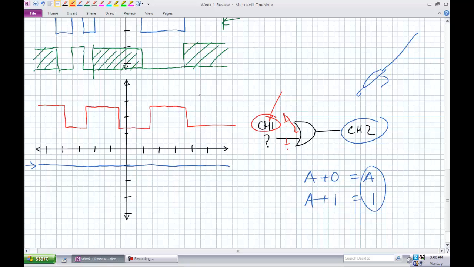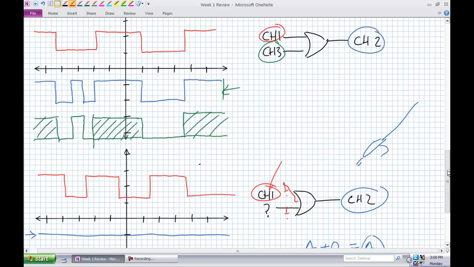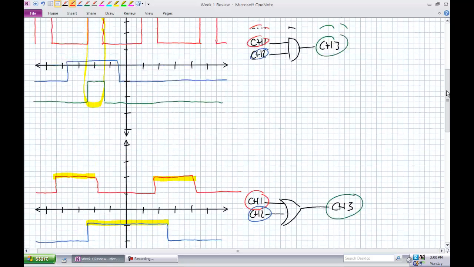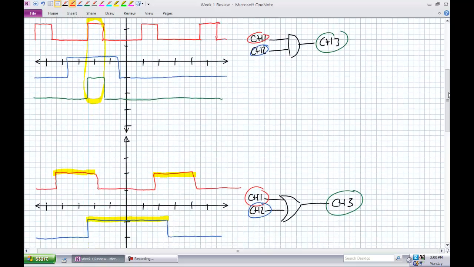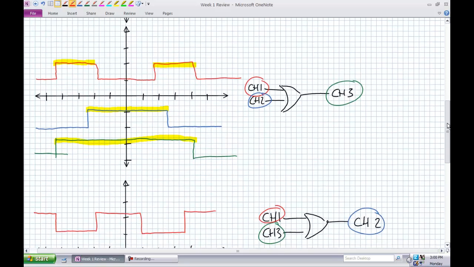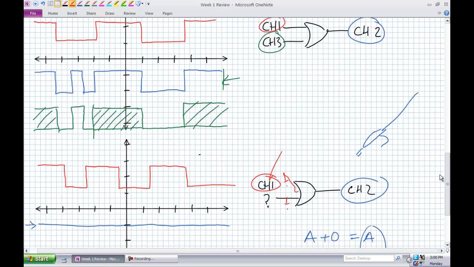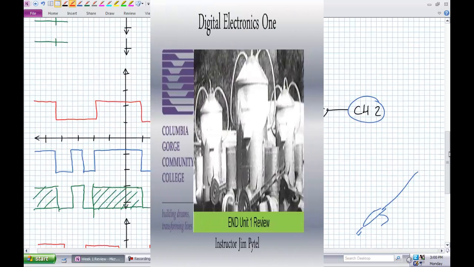So I know I promised a review, but I gave you two pretty challenging exercises at the very end. You should have at least been able to knock out task 1 and 2 and the first 2 from task 3. Some of these other ones are a little bit more complicated, which you get to do in lab.